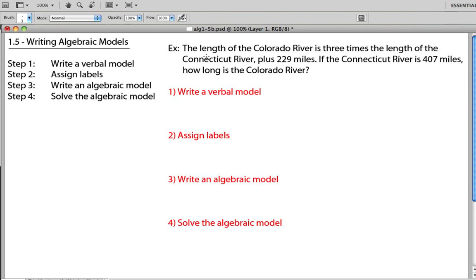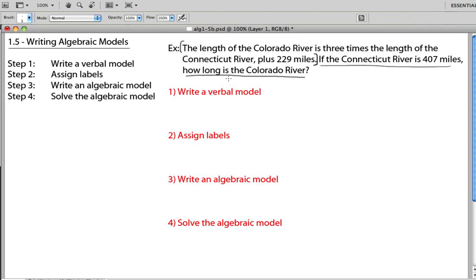So here we have, it says the length of the Colorado River is 3 times the length of the Connecticut River plus 229 miles. And generally, when you're writing the verbal model, you won't read the question. So right here, this part right here, the question, we're going to ignore that for now. So usually whatever they give you, aside from the question, you will use that information to come up with the verbal model. But like I said, this one already has it written in a verbal model for you.